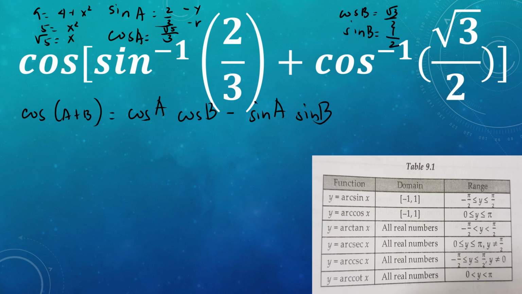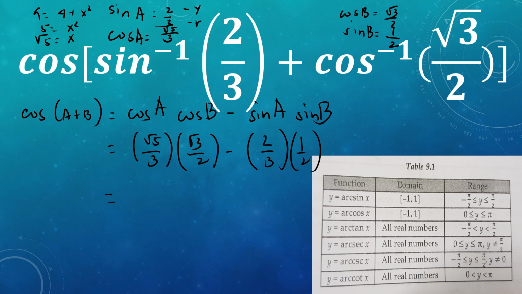Now, by substitution property, it will be cos A, which is equal to square root of 5 over 3, cos B, which is equal to square root of 3 over 2, minus sine A, which is equal to 2/3, times sine B, which is equal to 1 over 2. Square root of 5 times square root of 3 is equal to square root of 15 all over 6, minus 2 over 6. So therefore, the final answer is square root of 15 minus 2 all over 6.